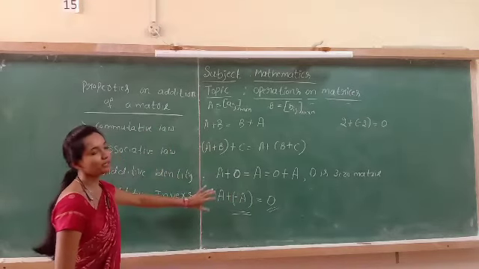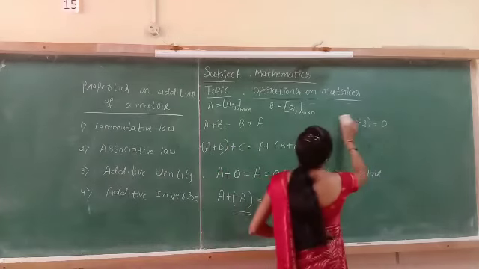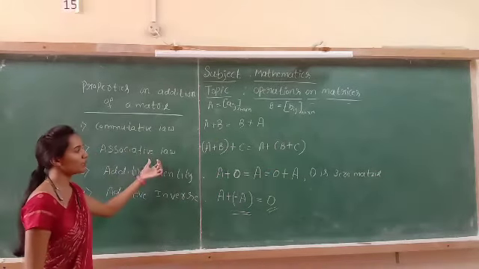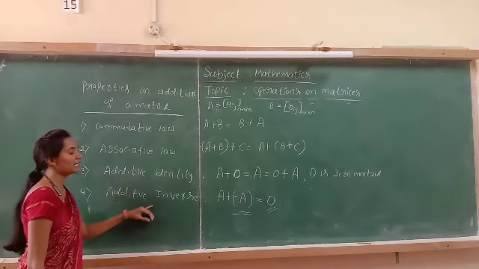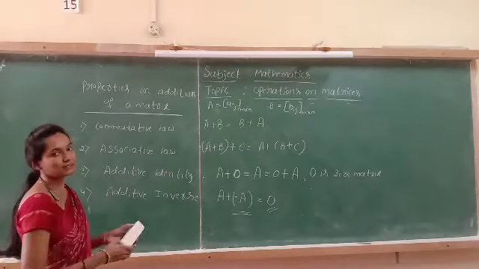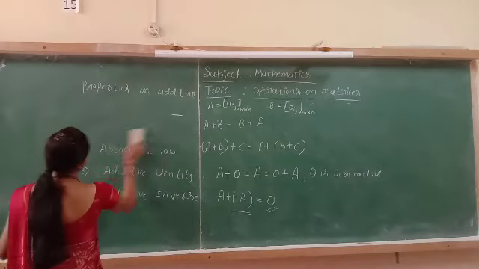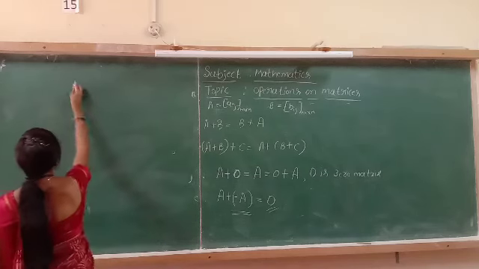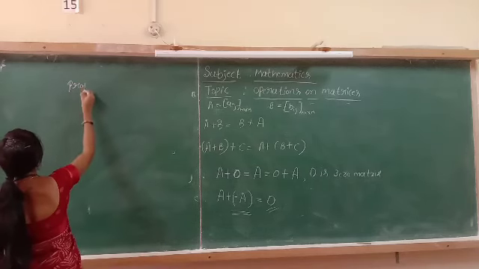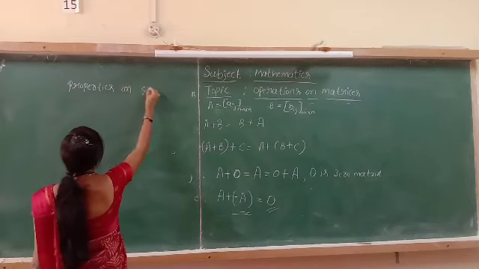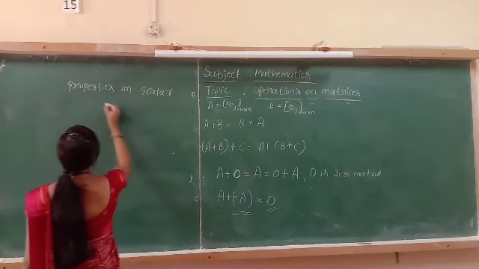These are the fundamental laws for the matrix addition. First one is the commutative law, next one is associative law, third one additive identity, and the last one is additive inverse. Next I will explain the properties on scalar multiplication.